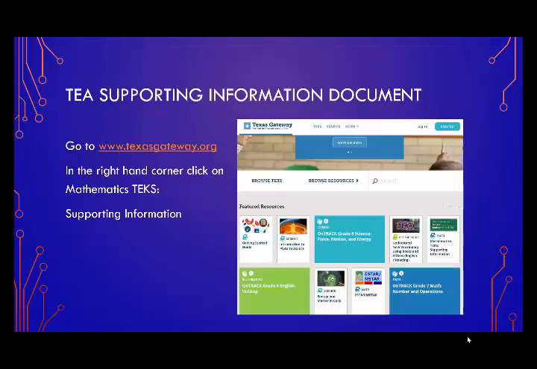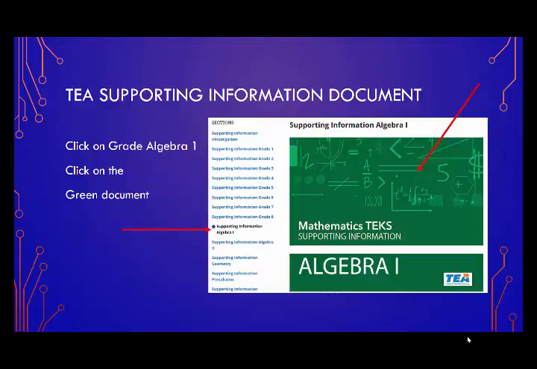Next thing I want you to do is we're going to take a look at the supporting information document. So in just a moment, I'm going to ask you to go to www.texasgateway.org, and in the lower right-hand corner, you will click on the Mathematics TEKS supporting information, and it'll open up a screen like this. You'll select Algebra 1, and you'll select that green document. And you can open that up and scroll through that document. You can download it to your desktop.